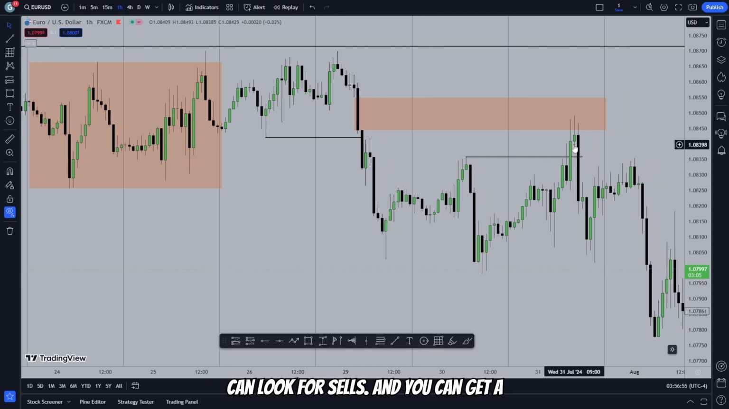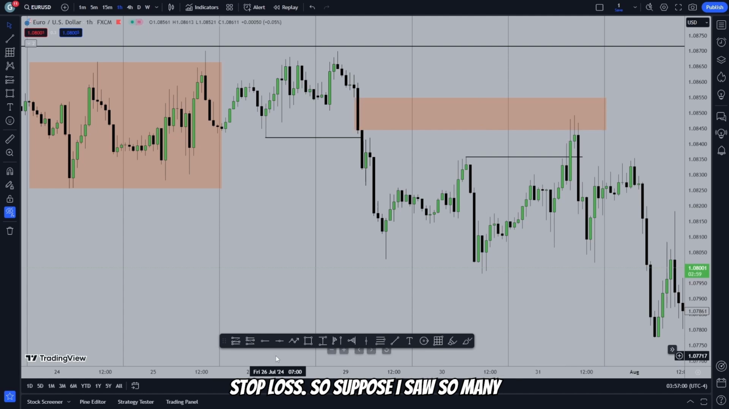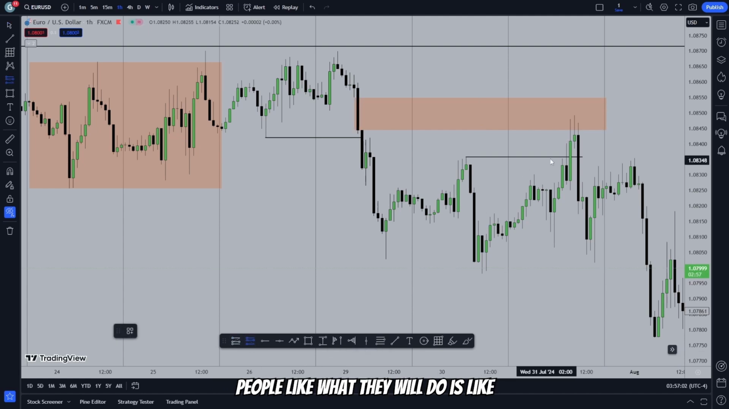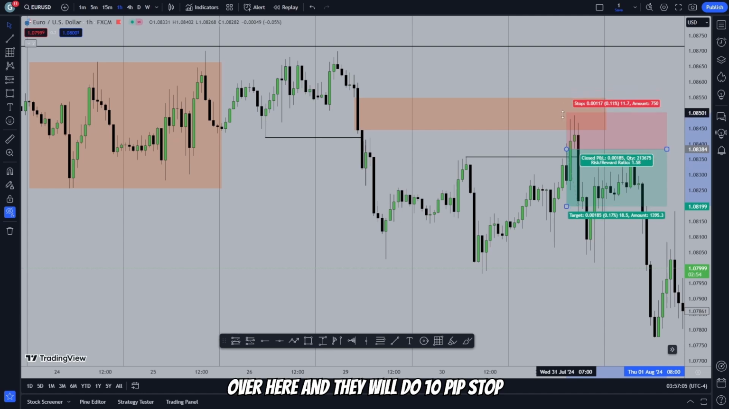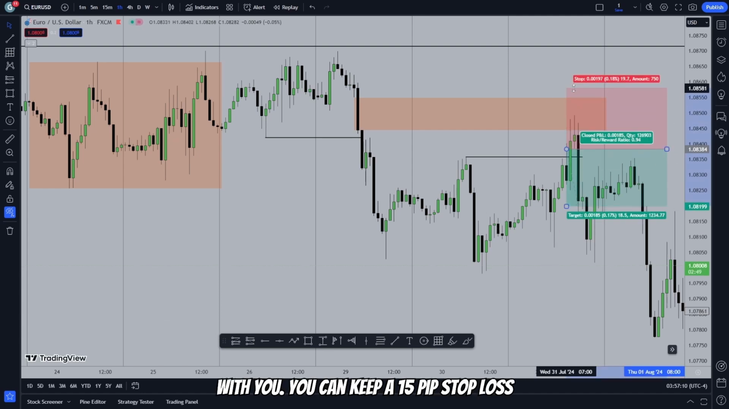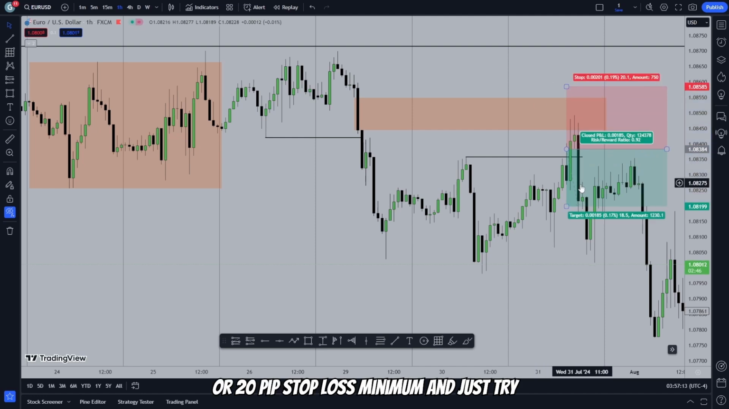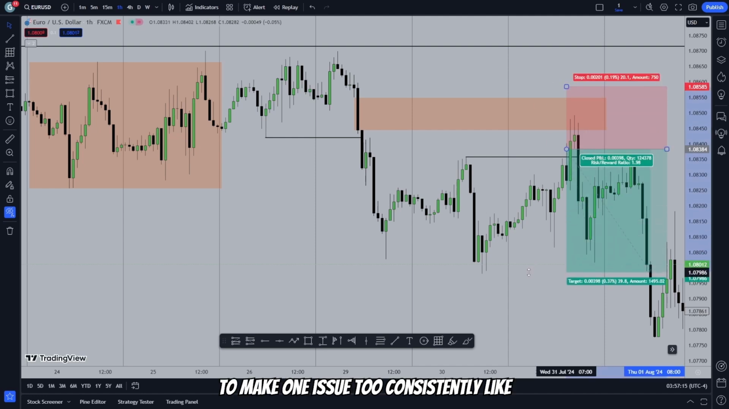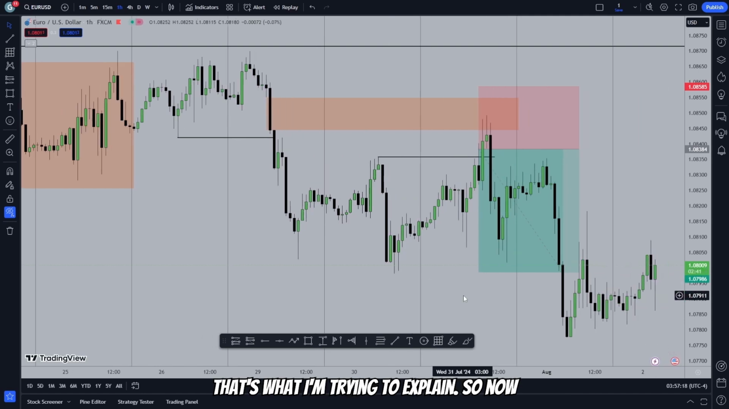So on this day you can look for sells and you can get a good sell over here, and don't do a small stop loss. Okay, so I saw so many people, what they will do is they'll just place their sell limit right over here and they will do a 10 pip stop loss like this, and this is what will happen with you. Okay, you can keep a 15 pip stop loss or 20 pip stop loss minimum. Okay, and just try to make 1:2 consistently. Okay, like that's what I'm trying to explain.